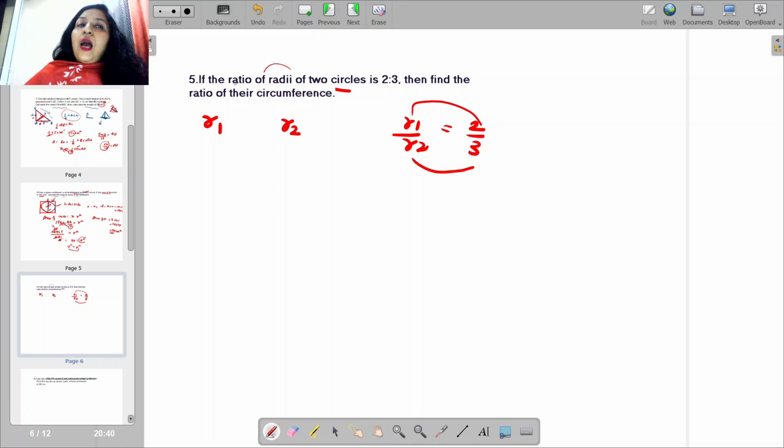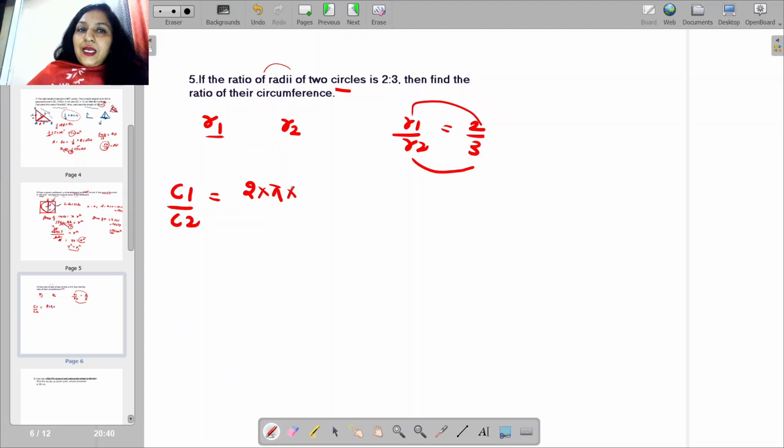ठीक है. हमें क्या निकालना है? The ratio of the circumference. That means हमें चाहिए आंसर what is C1/C2 equal to. अब आप देखो circumference कैसे निकालते हैं of a circle? 2 pi r.